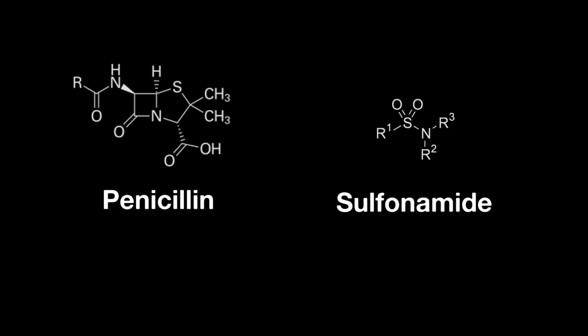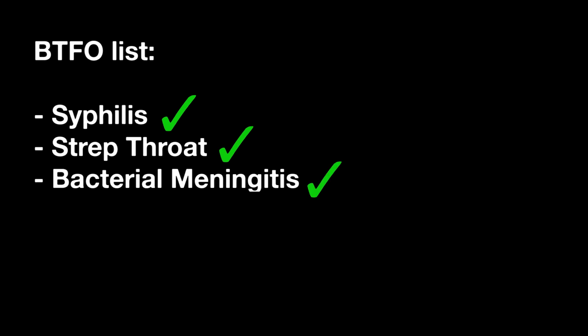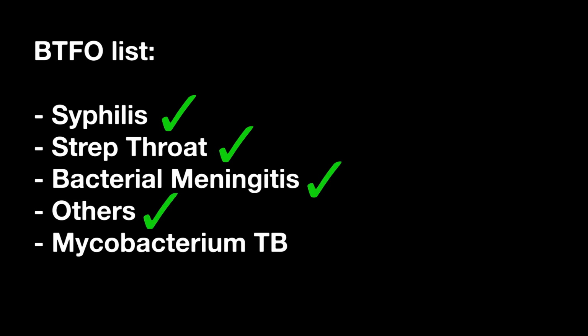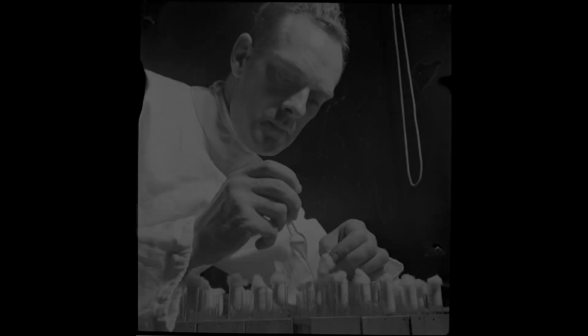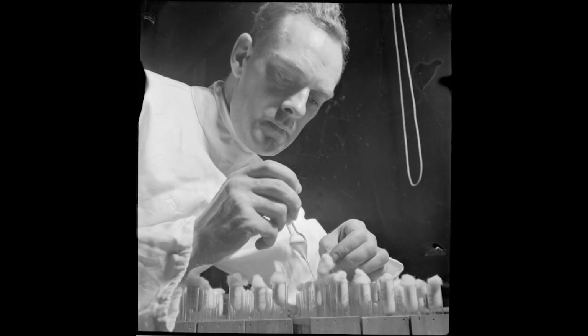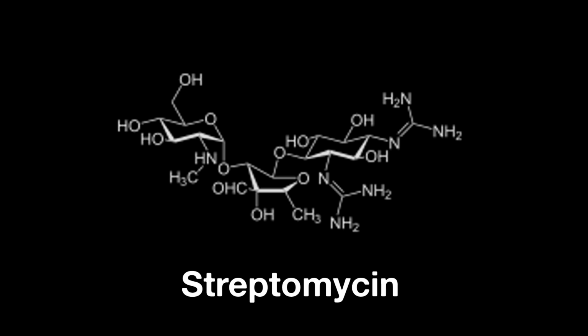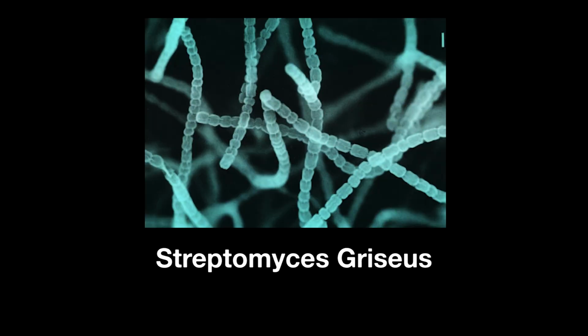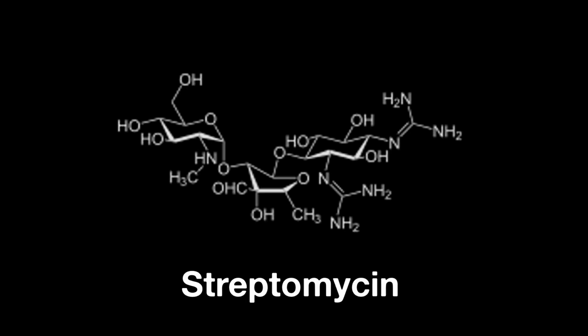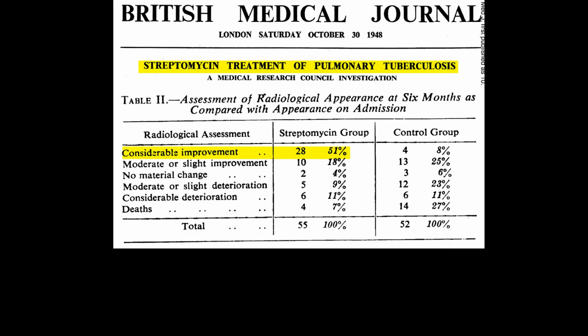The discovery of penicillin and sulfonamide were not the magic bullet to fight the disease. Although these drugs were effective against syphilis, strep throat, meningitis, and others, Mycobacterium tuberculosis was not one of them. But in the midst of a race to discover new antibiotics came Streptomycin, a drug isolated from a bacteria commonly found in soil, Streptomyces griseus. This was the magic bullet that could kill tuberculosis.